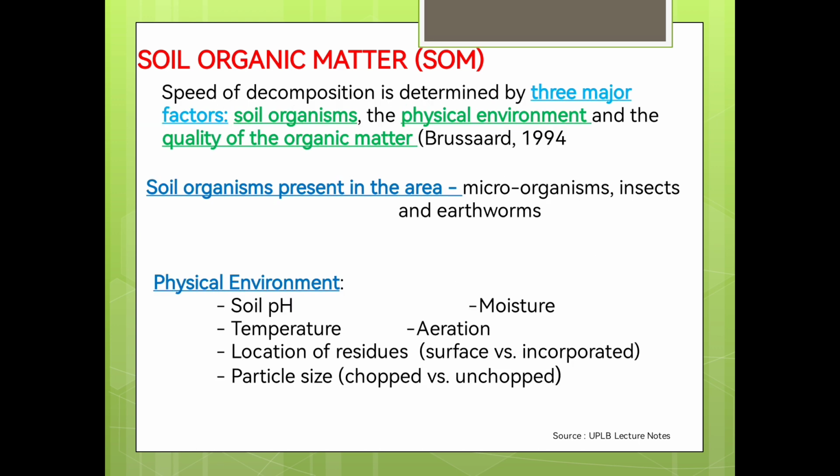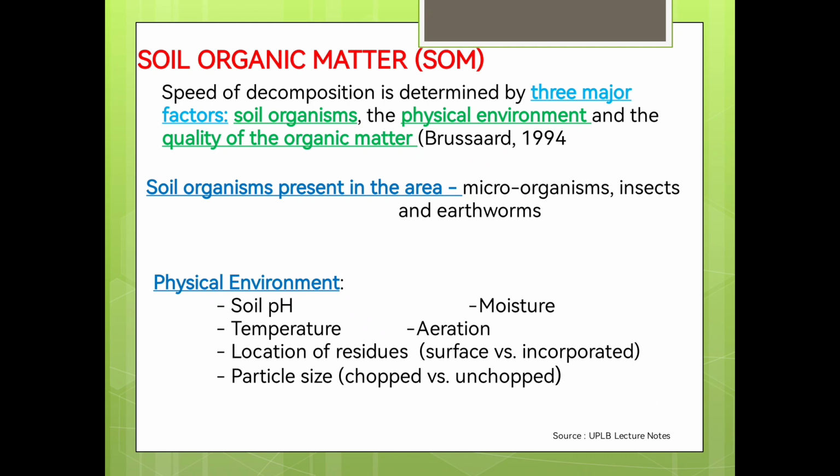There are three major factors affecting the speed of decomposition. First is the soil organisms. What are the organisms present in the area? Second is the physical environment. And the third is the quality of the organic matter. When we say soil organisms present in the area, these are the microorganisms which we discussed, the insects, and earthworms.